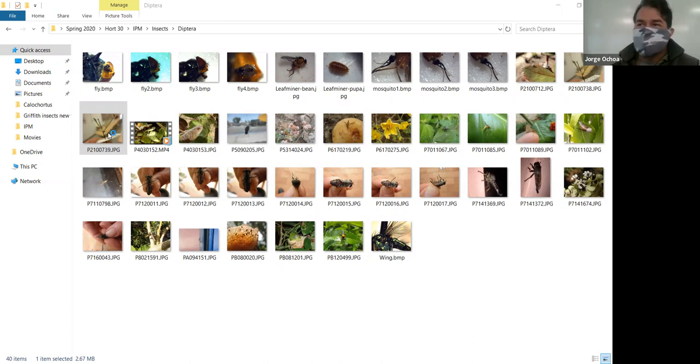Not like the clumsy beetles that are so heavy that you just grab and pick them. So that's what's going to help flies be one of the best flyers out there. So they have this modification of the wings. And that's why I took this photograph.